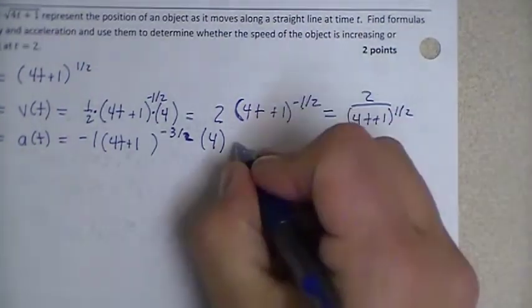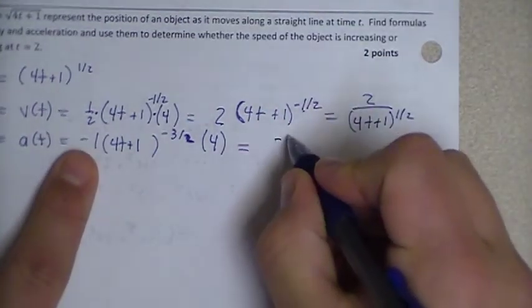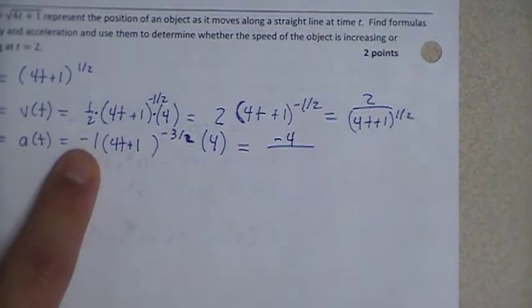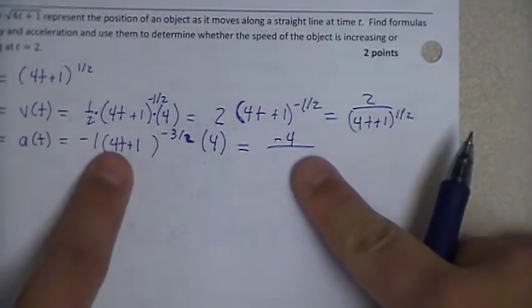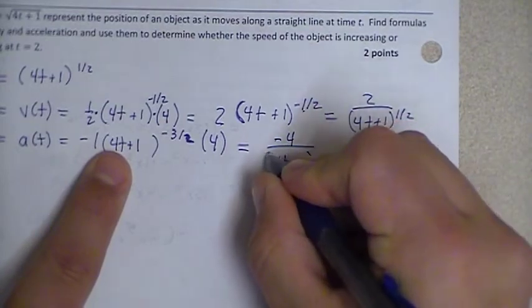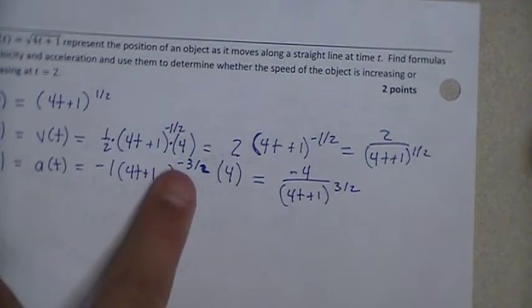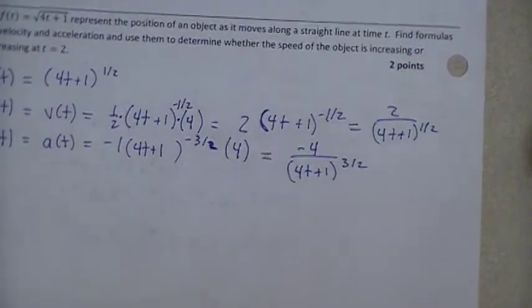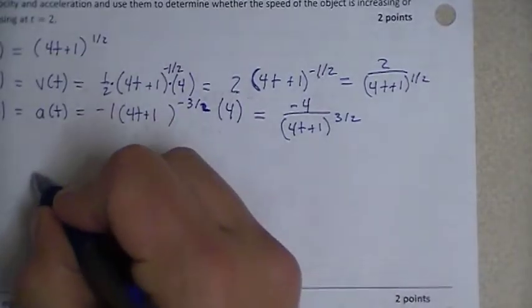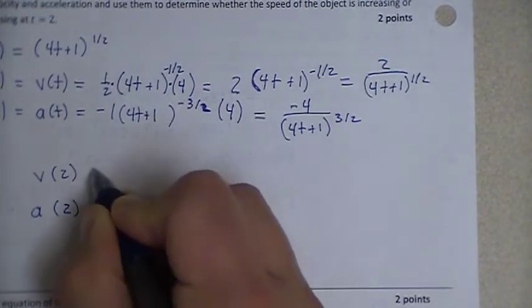And similarly, I have a negative 1 and a 4. I can multiply those together, put them in the numerator, and then in my denominator I'm going to have 4t plus 1, and I've moved it to the denominator so I'll be able to change the sign on this exponent to a positive 3/2. I want to know what v of 2 is. I want to know what a of 2 is.